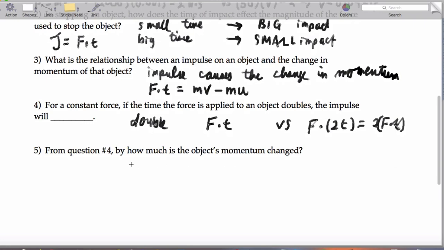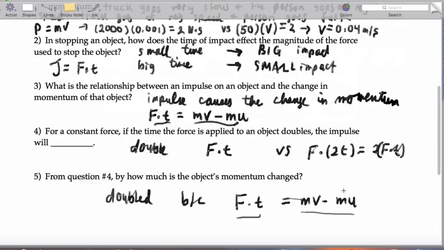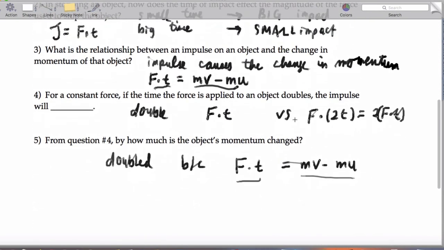The change in momentum, since impulse equals the change in momentum, we can actually take this idea and say that it is doubled, because F times t equals mv minus mu. So if we double the impulse, we double the change in momentum. So that is page 1 of the winter break homework.